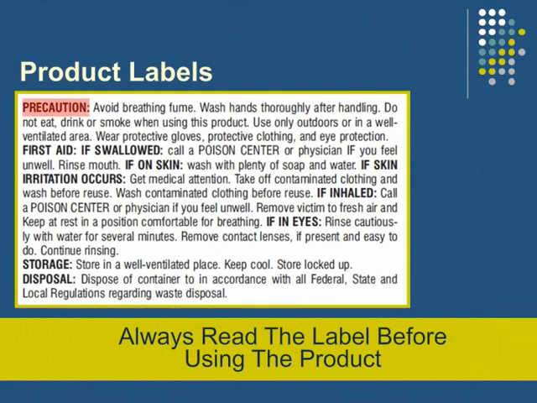The precaution statement gives you quick information for how to handle the product safely. The first aid statement tells you what to do if you or someone near you is exposed to the product. The storage statement advises on best practice for storing your inventory. And finally, the label indicates how to dispose of the product or container.